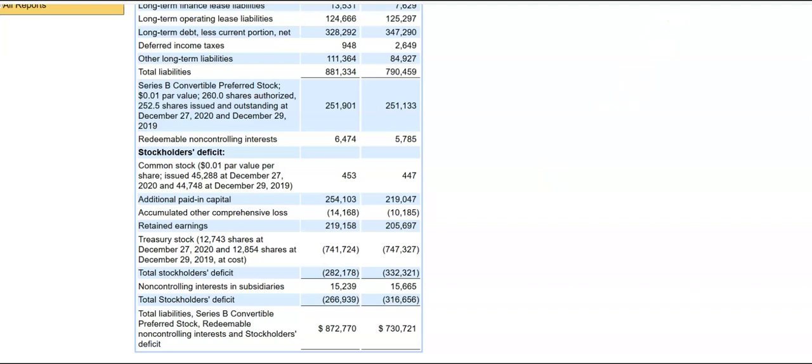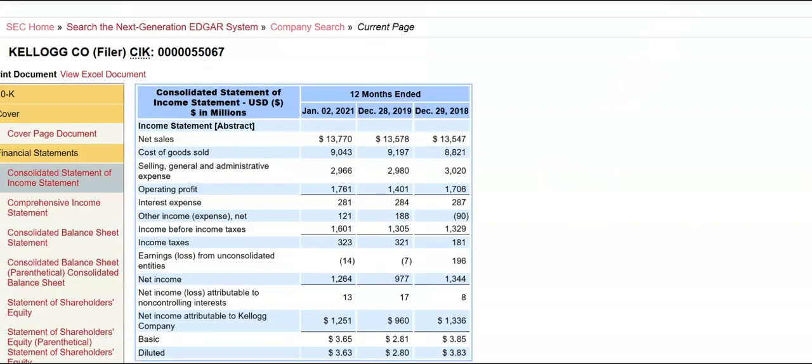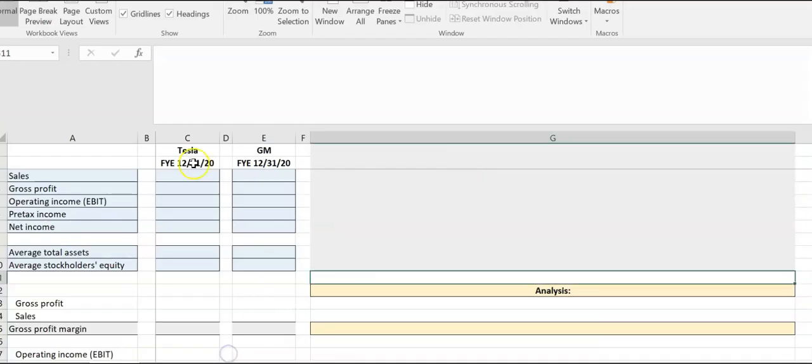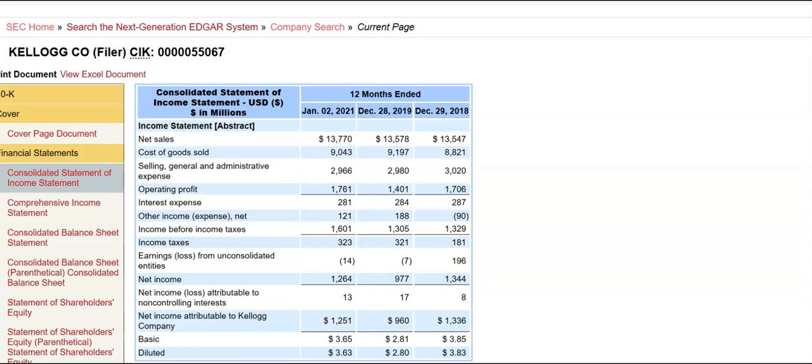So let's not use that company. Let's take out Papa John's. Let's start with, I chose Tesla and GM. Of course, another constraint is to choose any 4 companies that are not included in this analysis. Okay, so let's take a look at Tesla.